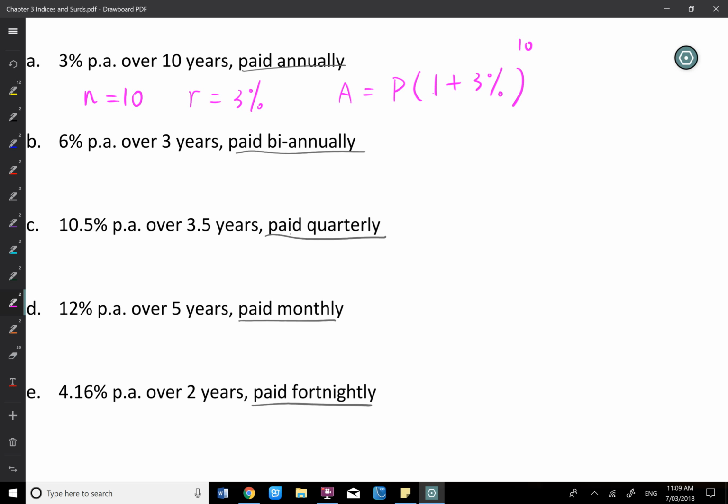Okay, let's have a think about the next one. 6% over 3 years paid biannually. What is meant by biannually? Twice a year. So how many times will you get paid over 3 years? 6 times.